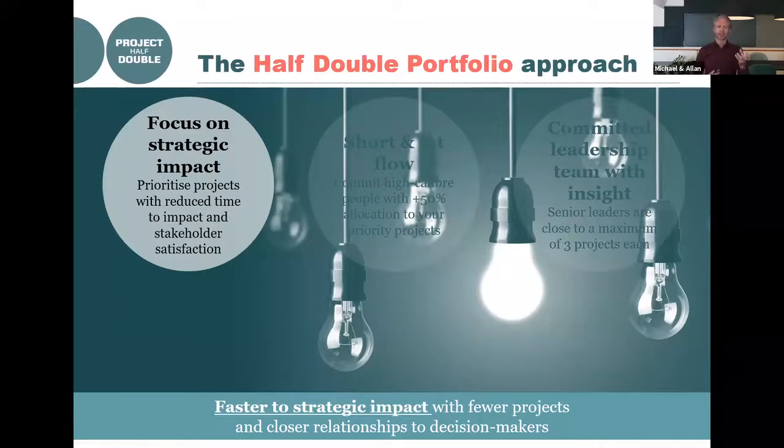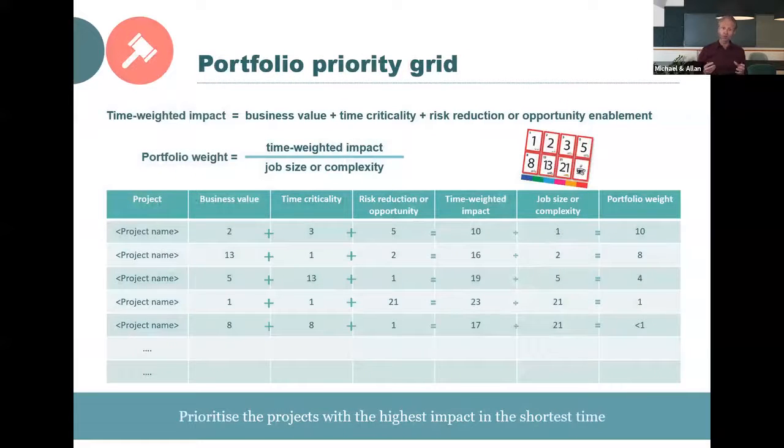What is that? Well, it's all about prioritizing the projects that you have with a reduced time to impact and high stakeholder satisfaction. So making sure that the projects that you do will be the ones that create the most strategic impact. And how do you do that, you might ask? Well, we propose that the portfolio committee actually prioritize their projects using this grid. For each project they're running in their portfolio, they would assess what's the business value of this project, what's the time criticality of this project, what kind of risk will we reduce or what opportunity will we fulfill with this project?